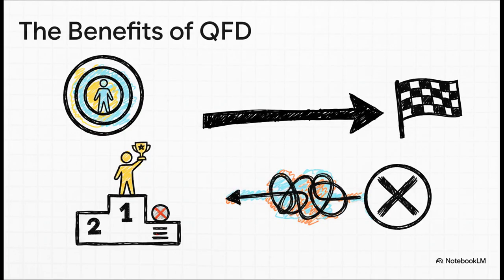First, you get a deeply customer-focused approach that makes sure you're building the right thing. Second, you actually get shorter development times because you prevent all that costly rework from getting it wrong the first time. And finally, it can give you a major competitive edge, letting you systematically build a product that serves your users better than anyone else.